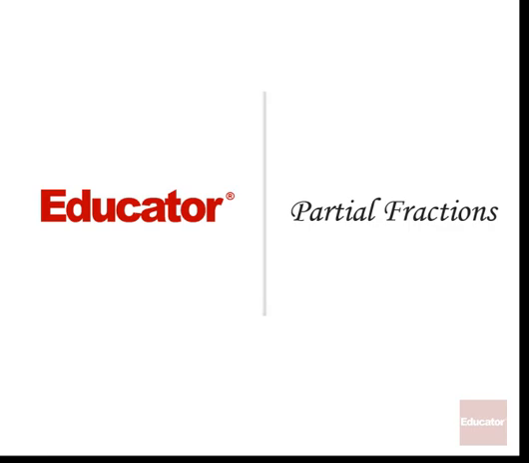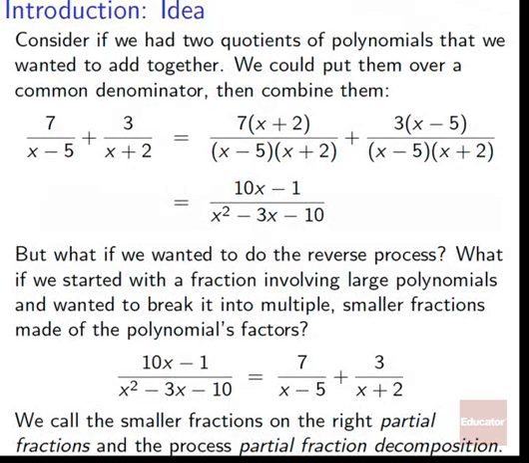Today we're going to talk about partial fractions. Consider if we had two quotients of polynomials that we wanted to add together, like say 7 over x minus 5 and 3 over x plus 2. We could put them over a common denominator, then combine them, right?